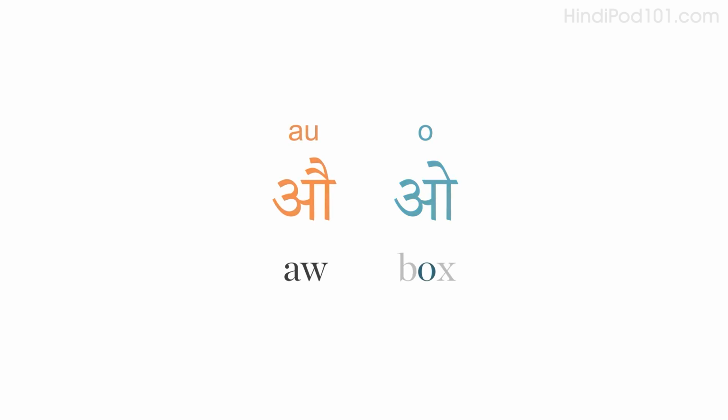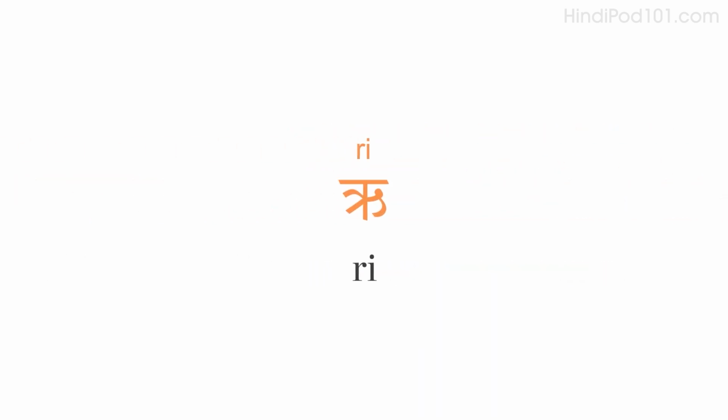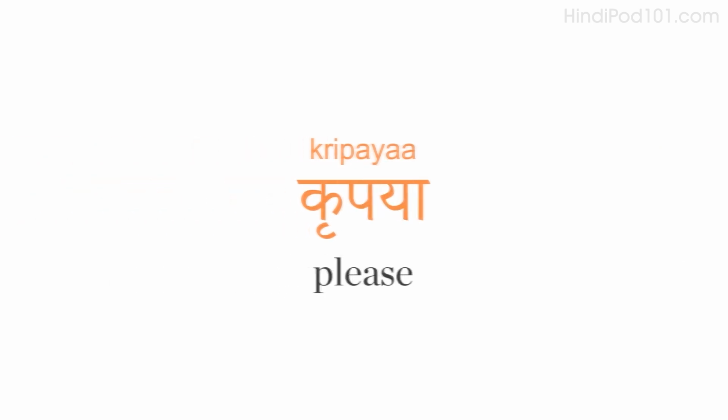O sounds like the O in box and O sounds like the letters AW in sa. We also have another vowel which is RI, something like the RI in riddle. We actually learned a word in the last lesson which uses RI, kripaya, which means please. Indeed. So, how are vowels used in Hindi?